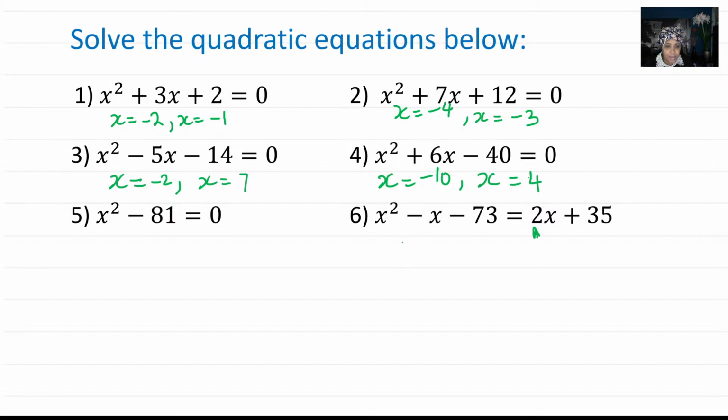So we're going to do minus 2x and then minus 35 on both sides, okay? Minus 2x minus 35.